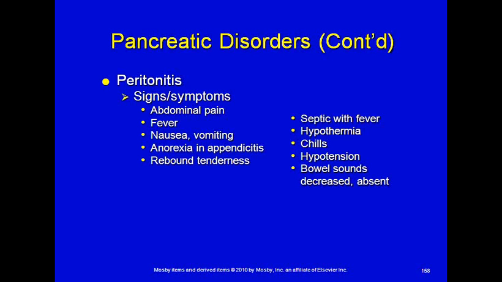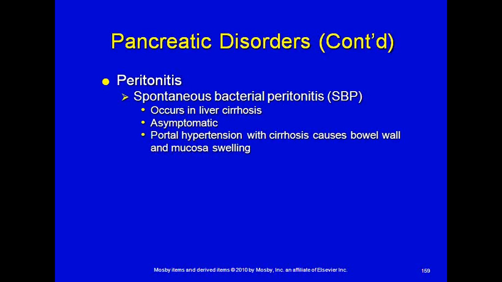Certainly if a bowel is ruptured or a solid organ is bleeding into the abdomen, it could lead to hypotension. Bowel sounds may be decreased or absent as an ileus forms. Spontaneous bacterial peritonitis occurs in liver cirrhosis. The patient may be asymptomatic. It's the result of portal hypertension.